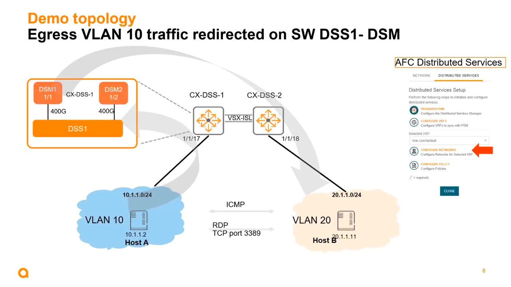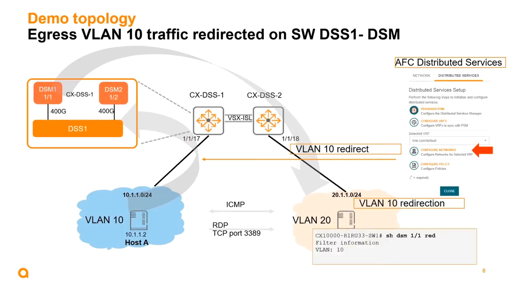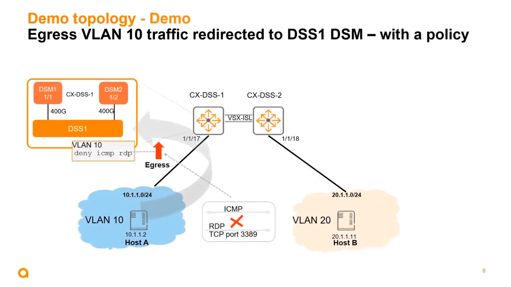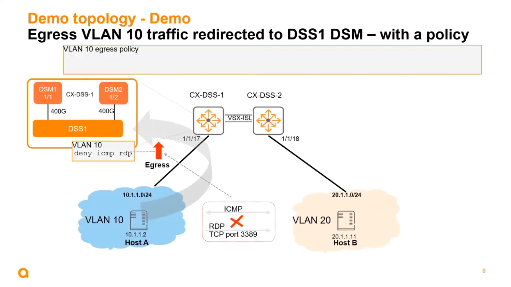Let's have a look. So we've got the VLAN redirect, and once we run the show DSM and the module command, we should get a redirect for VLAN 10 on that. The next part is applying our policy, which is very straightforward and easy to do. So you'll see how that works.